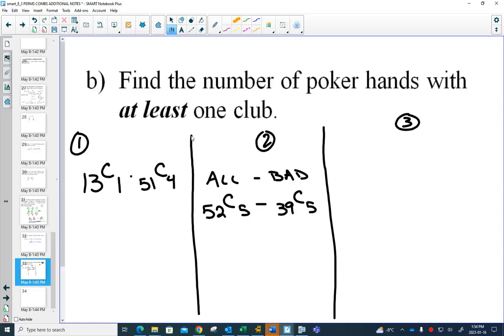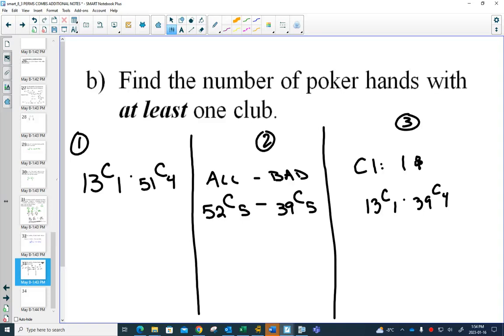Strategy number 3. I'm going to use cases. For case 1, I'm going to count how many poker hands have exactly 1 club. This is very similar to method number 1, it's just longer. So if I have only 1 club, I'm going to go 13 choose 1, and then from the other 39 cards, choose 4 more. It guarantees that I have 1 club and 4 other cards.